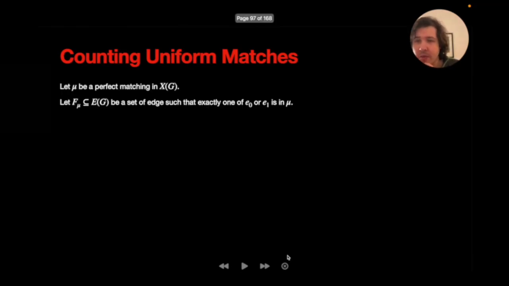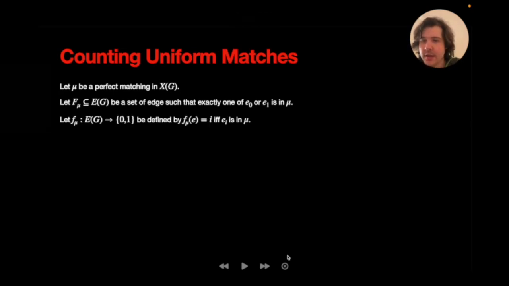So now we need to move on to actually talking about how we're going to count these uniform perfect matchings. Let's suppose mu is some perfect matching in the CFI graph. And let F mu be the set of edges in the underlying graph such that exactly one of the corresponding edges in the CFI gadget corresponding to that edge in the underlying graph is in mu. And let f mu be the function that essentially tells you which one of these two edges in the CFI gadget is actually being included in the perfect matching.